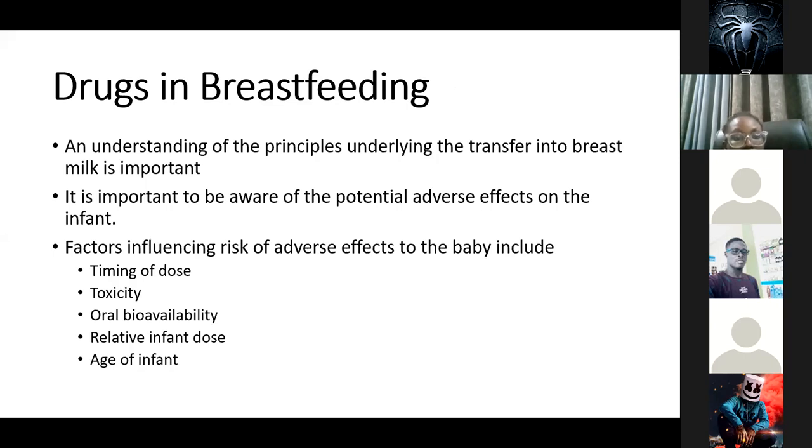And so it's important to understand the principles underlying the transfer of the medication to the breast milk. It's also important to be aware of the potential adverse effects on the infant. So the fact is that it's very little.